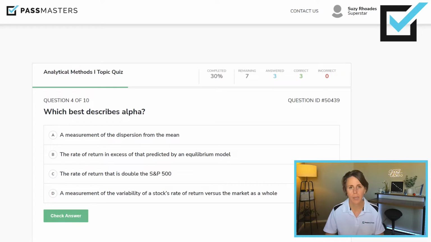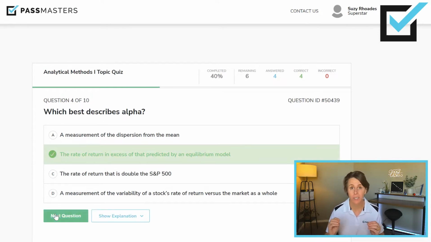Which best describes alpha? A measurement of the dispersion from the mean? The rate of return in excess of that predicted by an equilibrium model? I like that. Let's check the other two. The rate of return that is double the S&P 500? No. A measurement of the variability of a stock's rate of return versus the market as a whole? That describes beta. Alpha is the rate of return in excess of that predicted by an equilibrium model. You want positive alpha. Positive alpha is desirable.